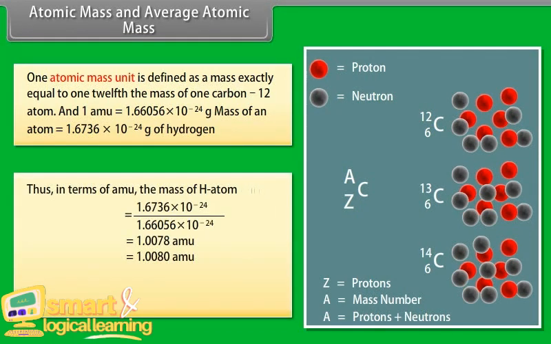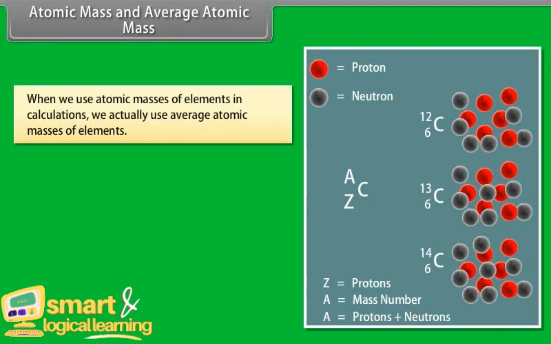Thus, in terms of AMU, the mass of each hydrogen atom is equal to 1.6736 × 10^-24 upon 1.66056 × 10^-24, which is equal to 1.0078 AMU, which equals 1.0080 AMU. Similarly, the mass of oxygen-16 atom would be 15.995 AMU. When we use atomic masses of elements in calculations, we actually use average atomic masses of elements.